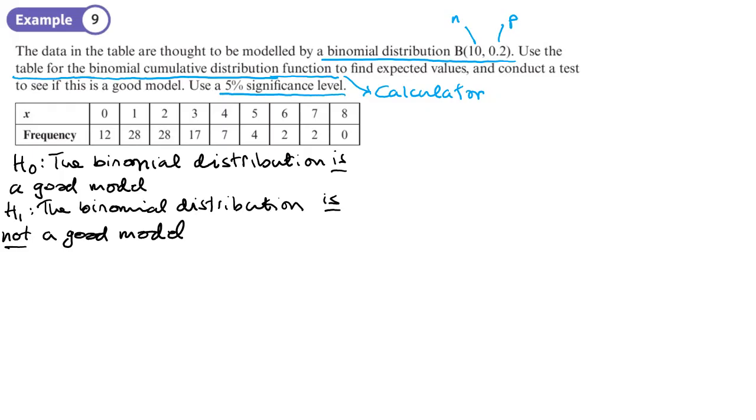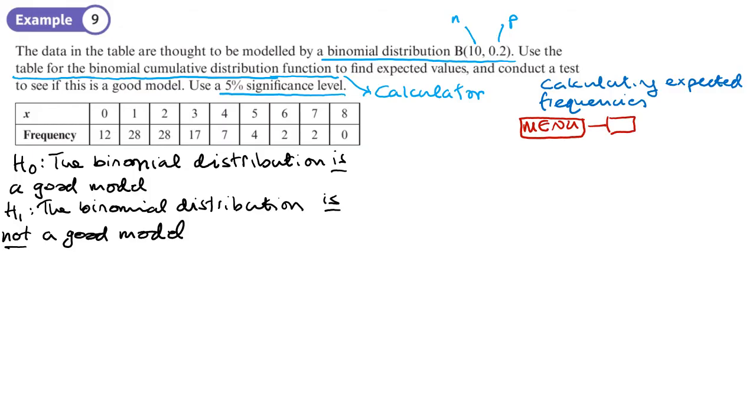Right, so calculating expected frequencies. Now we're not going to use the tables, we're going to use our calculator. So the first thing we're going to do is to press menu and 7 to take us to the distribution menu. When we've done menu and 7, after that we do number 4, which will take us to binomial PD.